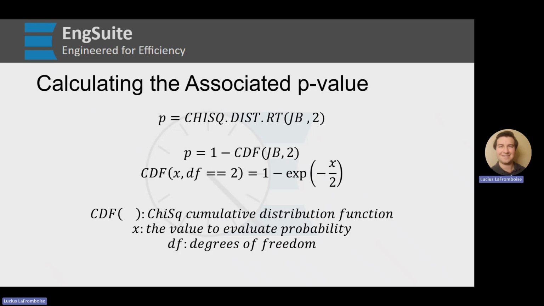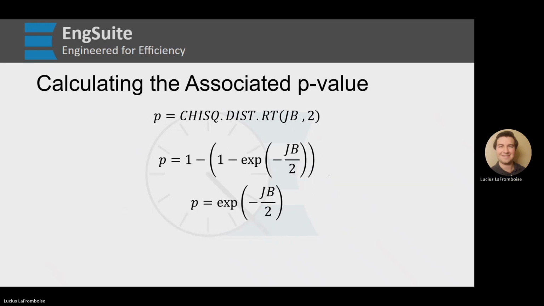And something really cool is that the cumulative distribution function of the chi-squared distribution with 2 degrees of freedom follows this incredibly simple equation, 1 minus exp of minus x over 2. So again, CDF is our cumulative distribution function for the chi-squared distribution. X is the value we're going to evaluate the probability of, and df is our degrees of freedom. So if we plug in that CDF into our Jarque-Bera p-value equation, we see that p equals 1 minus, in parentheses, 1 minus exp of minus JB over 2.